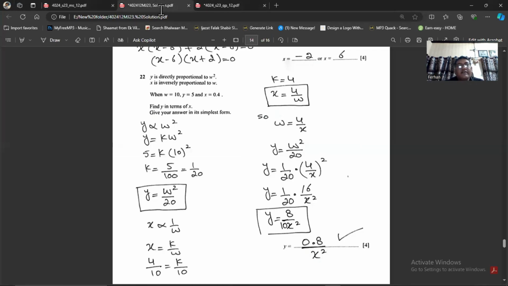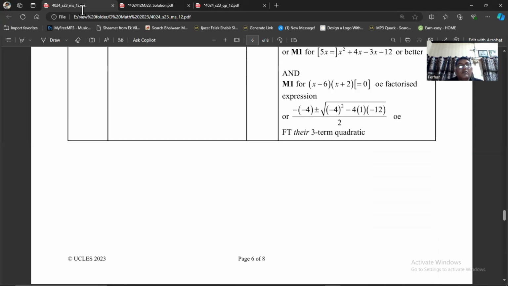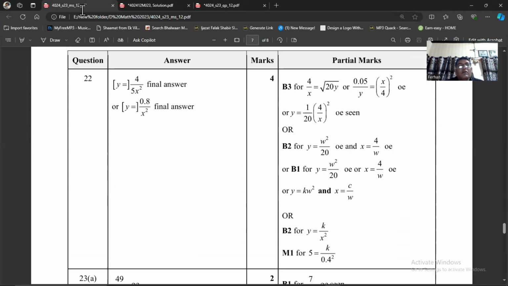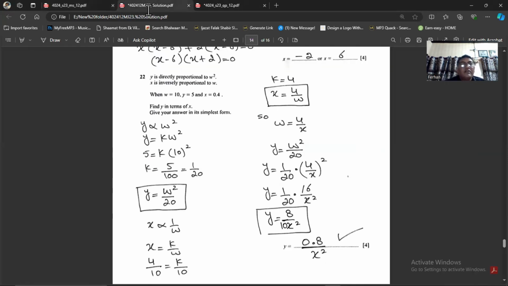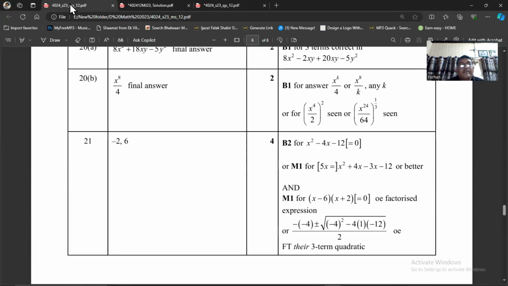So our answer is... what is this answer? So we are on question number 22. This is 0.8 divided by x squared. So our answers are right. And question number 21, the answers are also right.